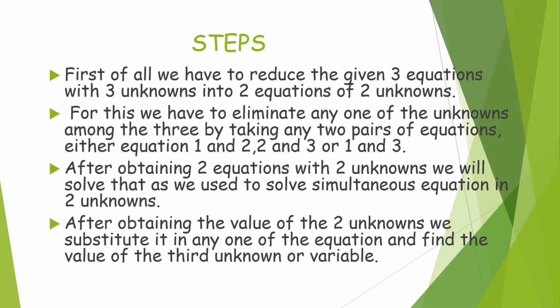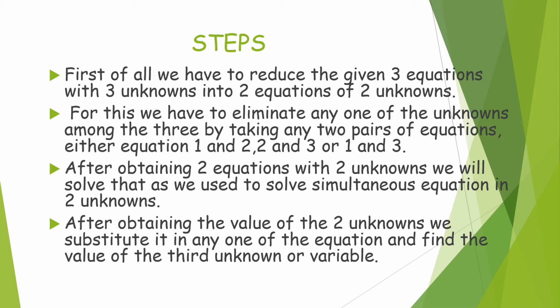Simultaneous equation in 3 unknowns means there will be 3 equations in which 3 variables will be present. Let us name them x, y and z. To find a solution to these simultaneous equations with 3 unknowns, we have to assign values to x, y and z.